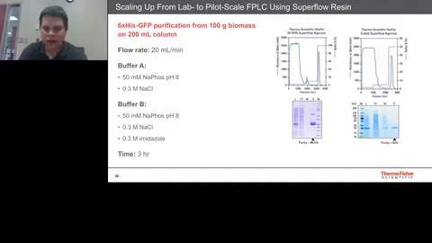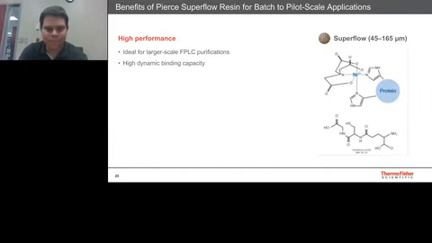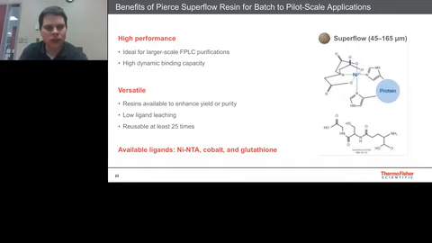And for this particular purification, greater than 4 grams of protein was purified with both nickel-NTA and cobalt Superflow. However, the cobalt Superflow resulted in greater purity. Superflow resins provide substantial benefits for batch to pilot scale purification for FPLC, including high dynamic binding capacity at high flow rates used in large scale FPLC applications. Superflow resins are available with nickel-NTA, cobalt, or glutathione ligands to enhance yield or purity. The resins have low ligand leaching and can be reused at least 25 times.